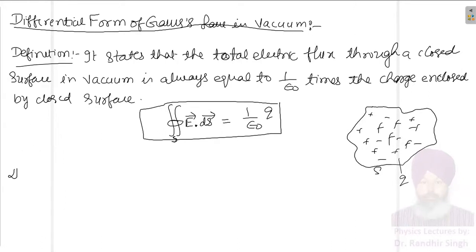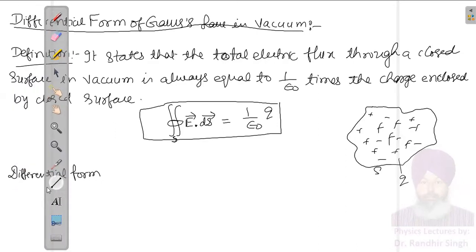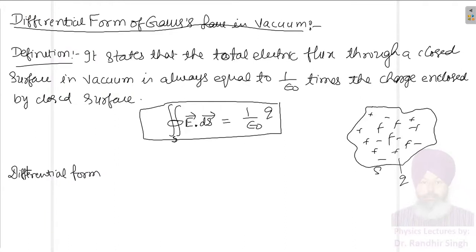Let us now derive the differential form from equation 1. Equation 1 is our standard equation, so we will take equation 1 as the standard equation, and from equation number 1 we will derive the second equation. This is equation number 1.